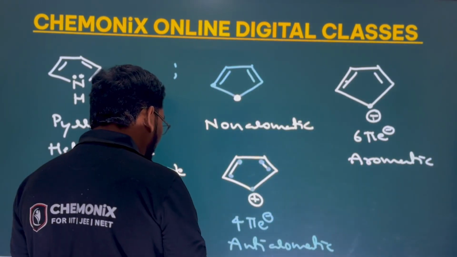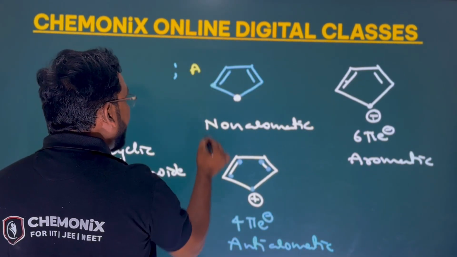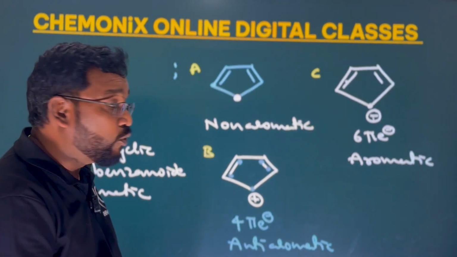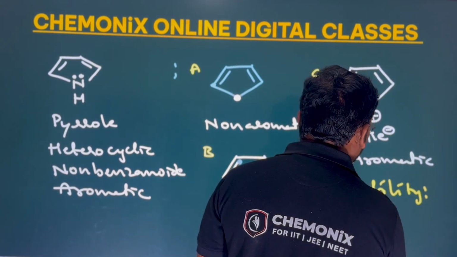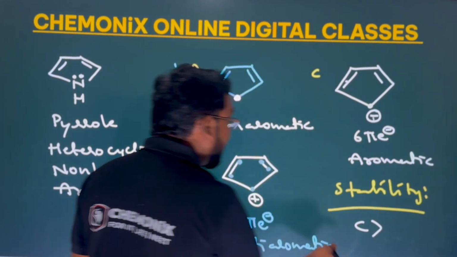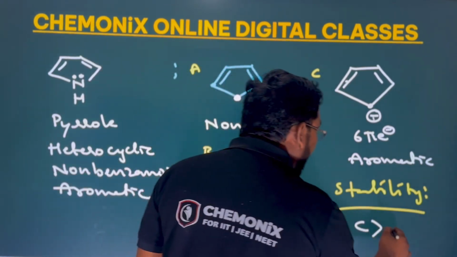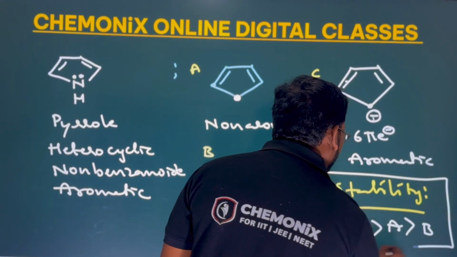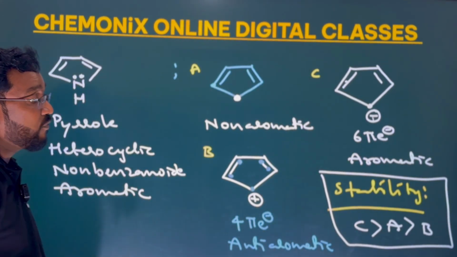Now guys, here I am giving numbering for all these 3 compounds. Consider this is compound A, compound B and compound C. If I label these compounds A, B, C, can you tell the stability order of these compounds? Generally, I told you that an aromatic compound is the most stable. Here the aromatic compound is C, which is more stable. Then the non-aromatic compound, which is A, is more stable than the anti-aromatic compound, that is B. So if these 3 compounds are given and they ask you to write the stability order, you must follow this order. Understood? Please note it down.